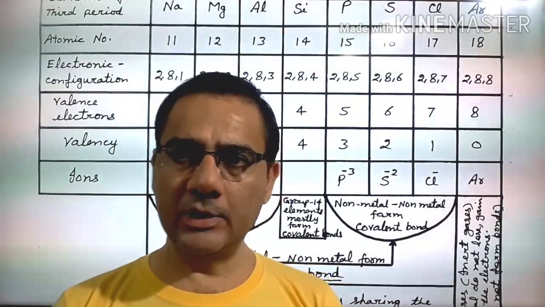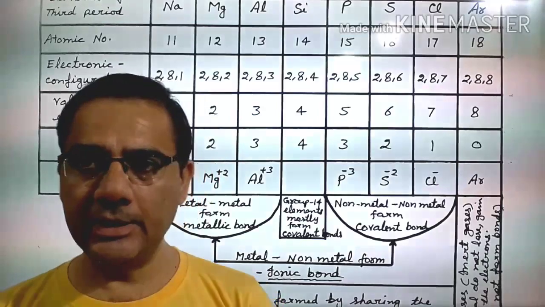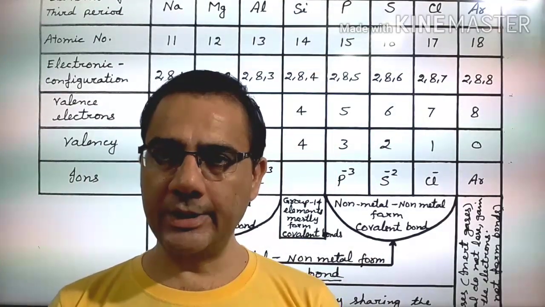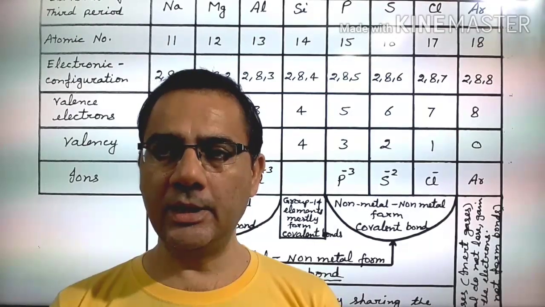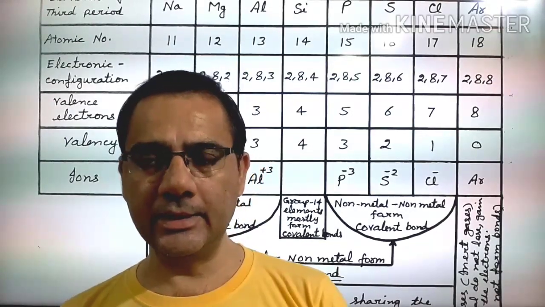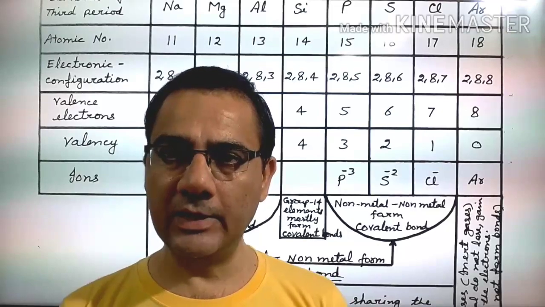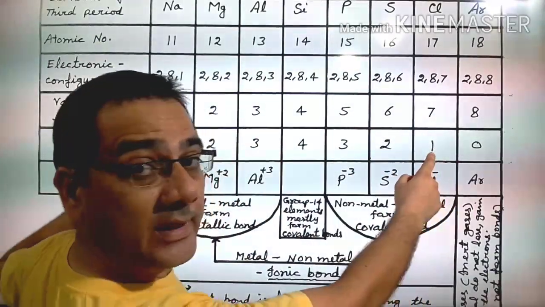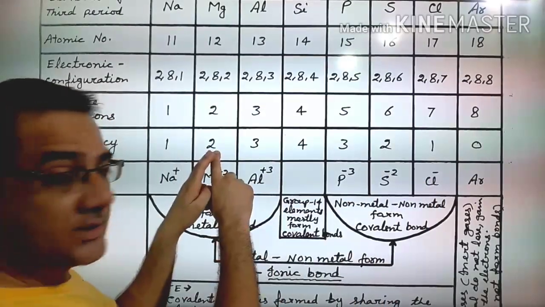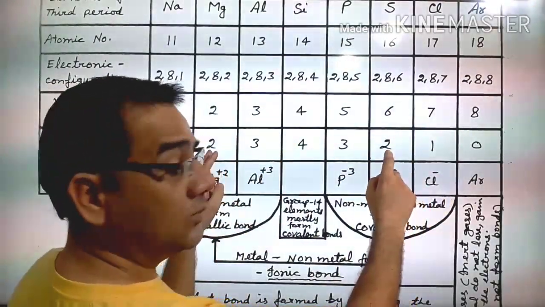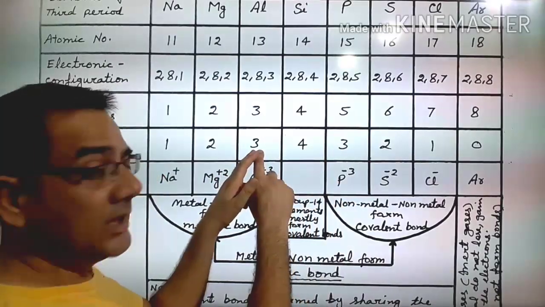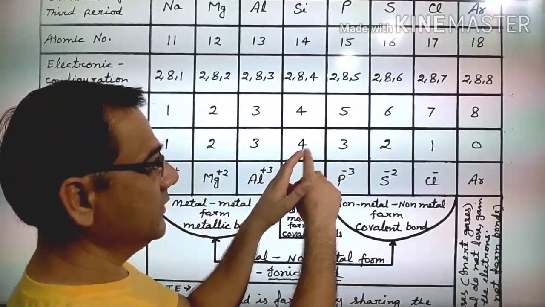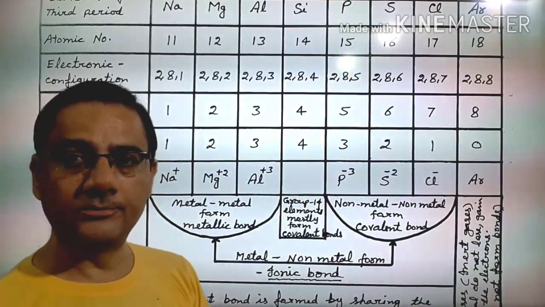The total number of electrons lost by the atom, gained by the atom and shared by the atom, that is called valency. एक एटम अपनी ऑक्टेट कंप्लीट करने के लिए जितने इलेक्ट्रॉन को लूज करता है या गेन करता है या शेयर करता है, दैट इज कॉल्ड वैलेंसी. ये 1 लूज करता है, वैलेंसी 1. ये 1 गेन करता है, वैलेंसी 1. ये 2 लूज करता है, वैलेंसी 2. दिस गेन्स 2 इलेक्ट्रॉन, वैलेंसी 2. दिस लूजेस 3 इलेक्ट्रॉन, वैलेंसी 3. दिस गेन्स 3 इलेक्ट्रॉन, वैलेंसी 3. एंड दिस शेयर्स विद 4 इलेक्ट्रॉन, तो वैलेंसी इज 4.